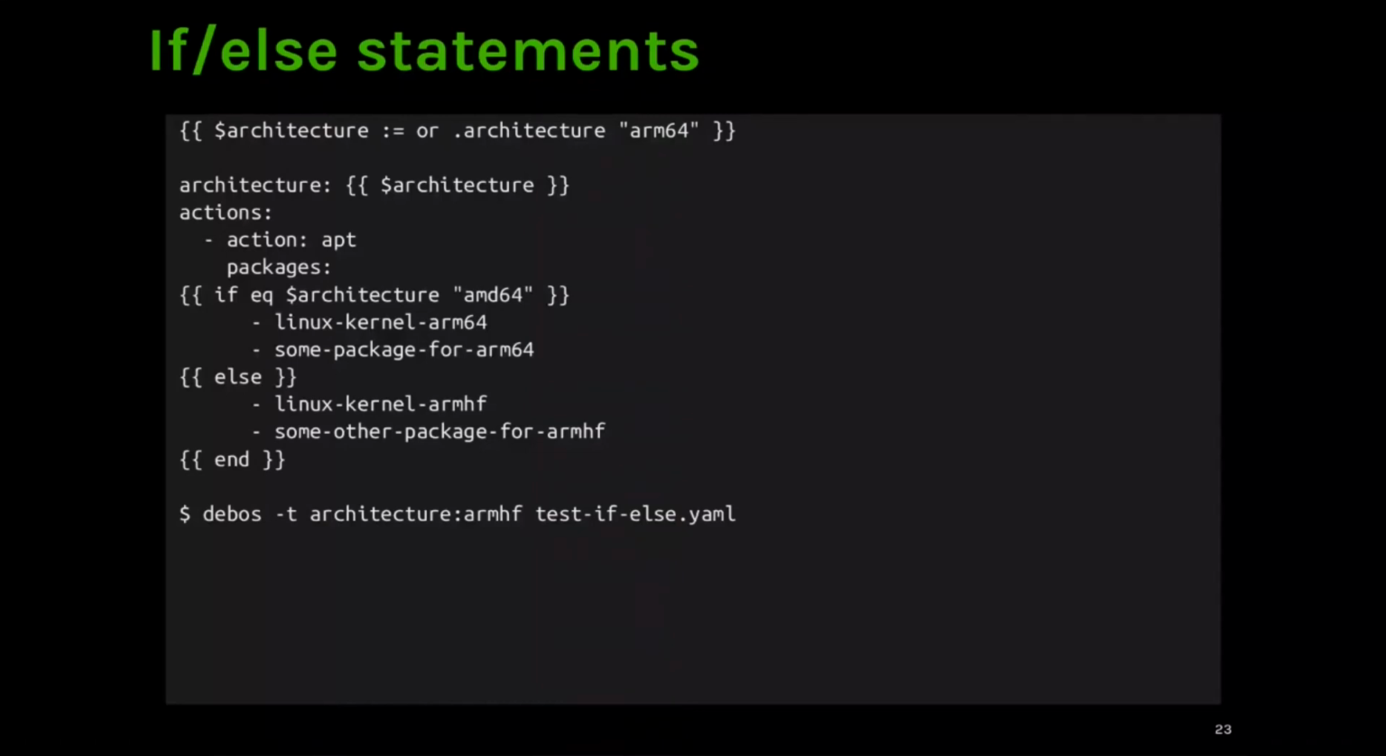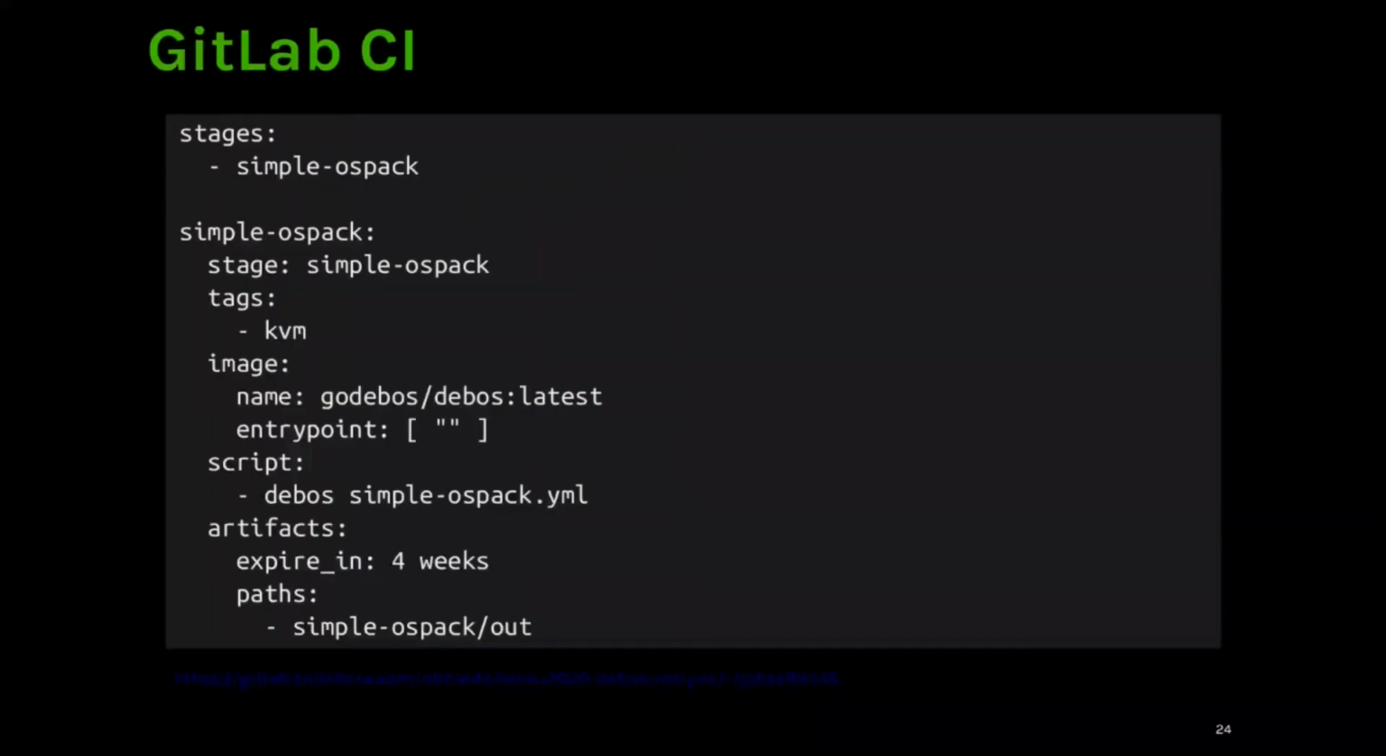Some of these things can get quite complicated in the end and allow you to do some weird and wonderful stuff. So you can also run it inside GitLab CI. So this is a basic GitLab CI script that runs Debos. And if you click on the link below here, you can see the output of how it looks. But I've also put some screenshots in here.